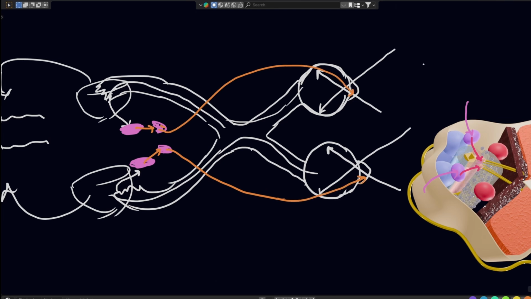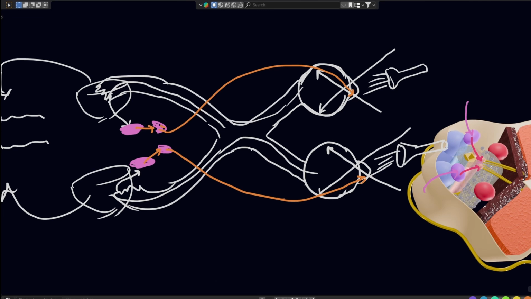So let's suppose what happens if someone shines a bright flashlight into your eyes, here as well. If someone shines a bright flashlight in your eyes, your pupil will constrict. This is called the pupillary light reflex.